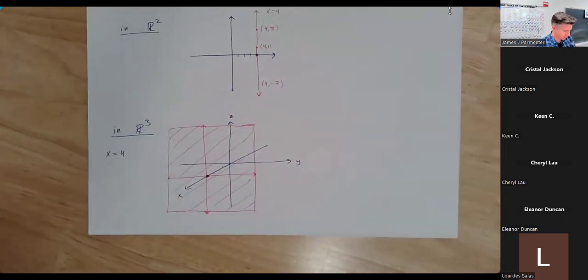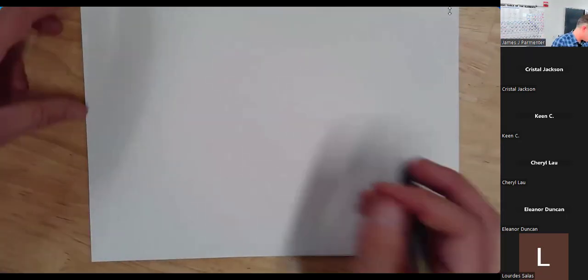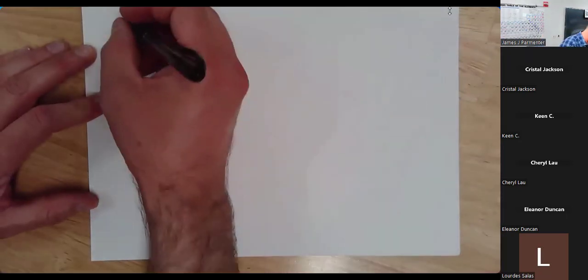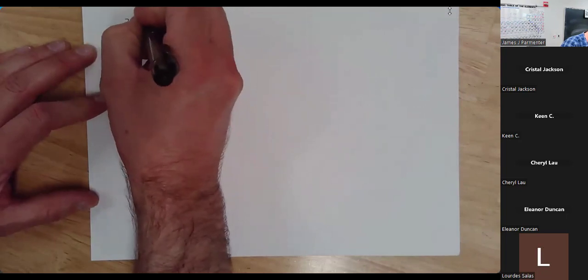Let's draw a couple more planes here. Why don't you all try drawing the plane? Sure. Try drawing the plane z equal to 5.